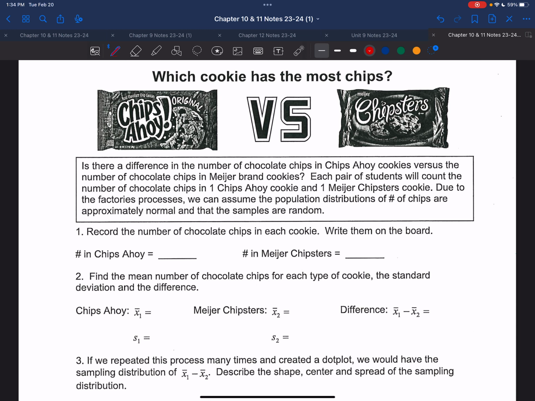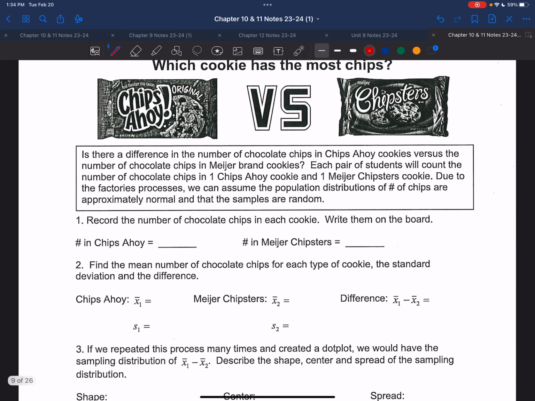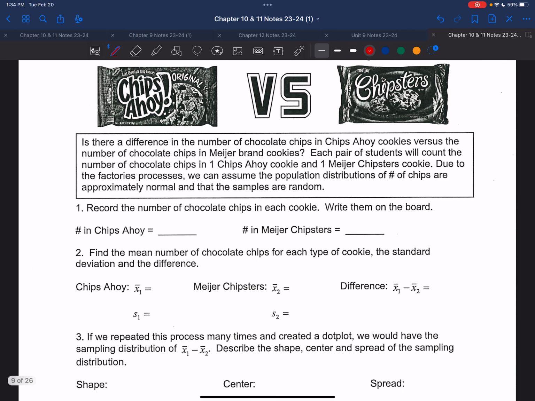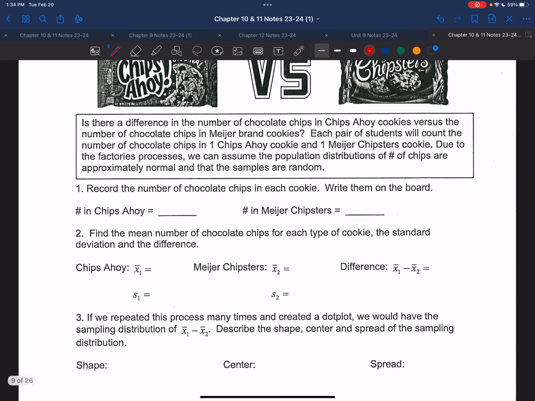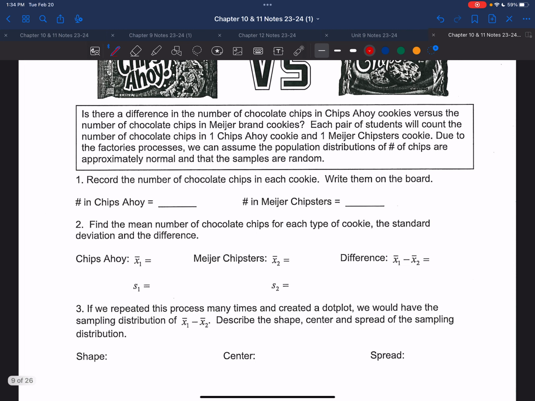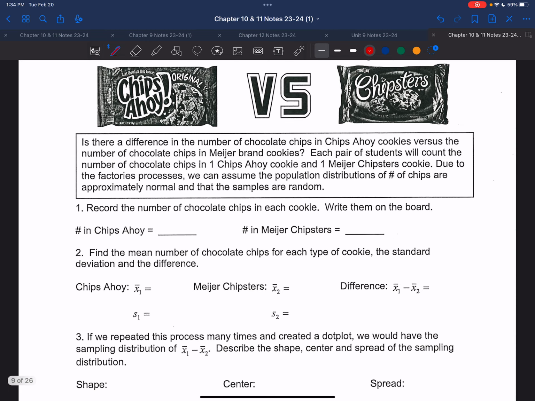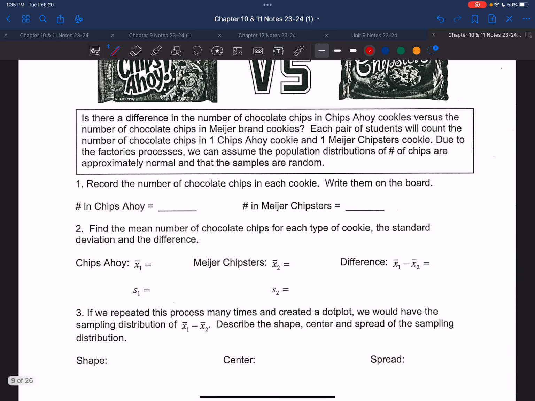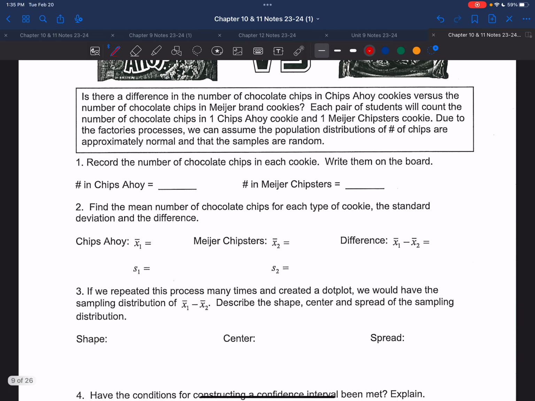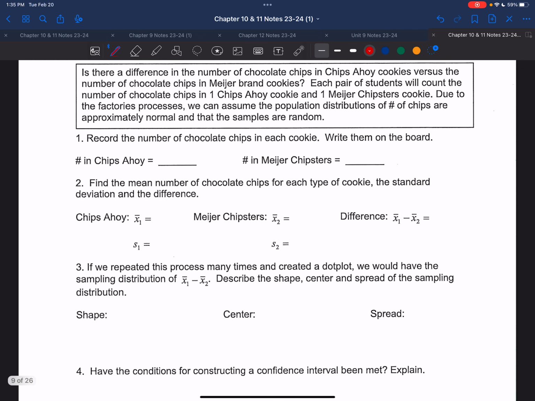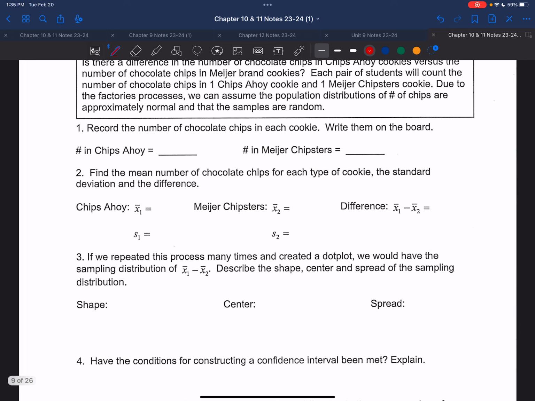It says, which cookie has the most chips? So is there a difference in the number of chocolate chips in Chips Ahoy cookies versus the number of chocolate chips in a brand called Major Chipsters? So each pair of students will count the number of chocolate chips in one Chips Ahoy cookie and one Major Chipsters cookie. Due to the factory's processes, we can assume that the population distributions of number of chips are approximately normal and that the samples are random.